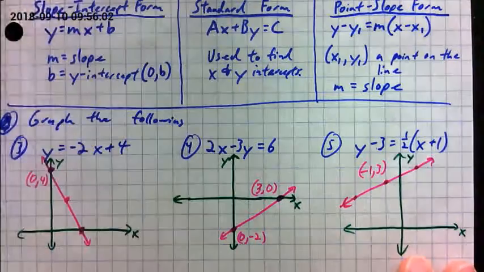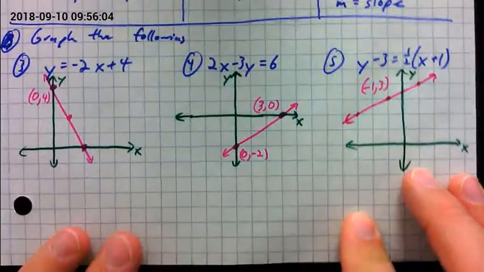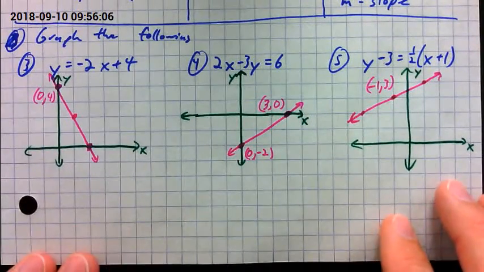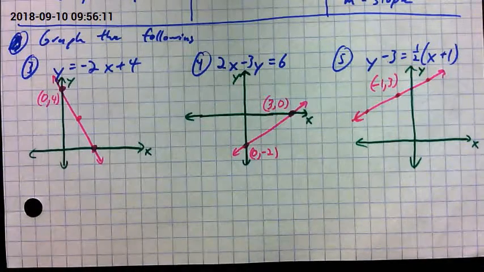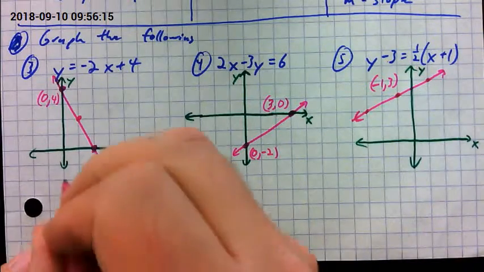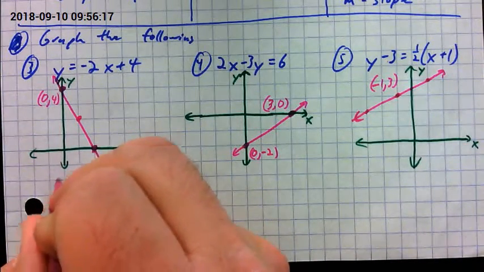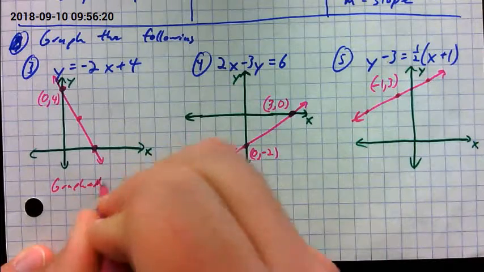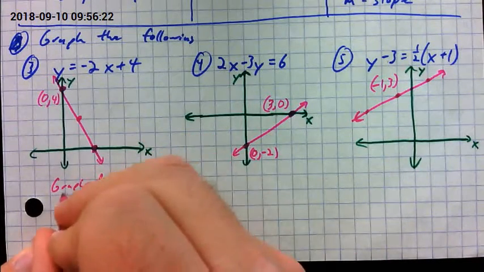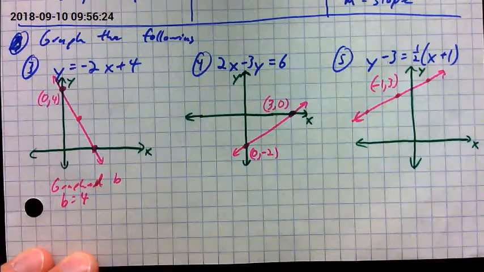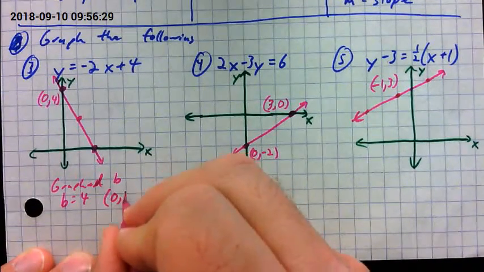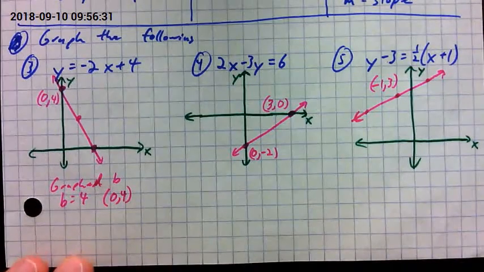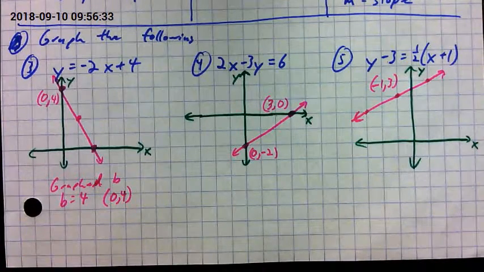So, just to recap, underneath these I'm going to write out what we just did. Alright? So, this will be the last part of the notes for today. On the first one, the first thing that you had to graph was your b value, your y-intercept. So we graphed b. B was at 4. How do we graph that? Well, that would be 0, 4. That's how you graph your b value.